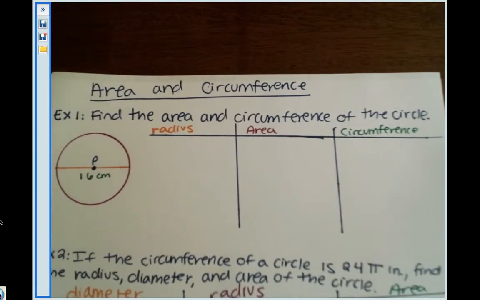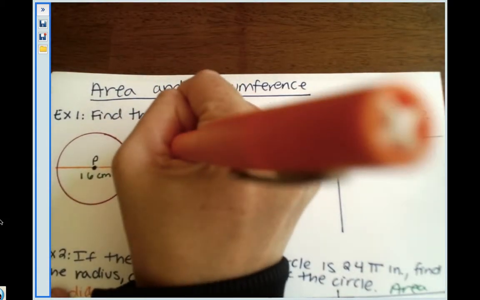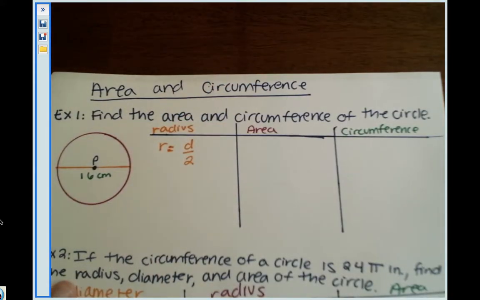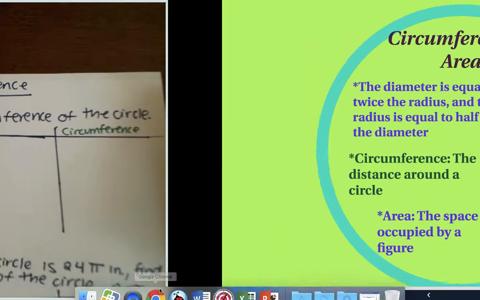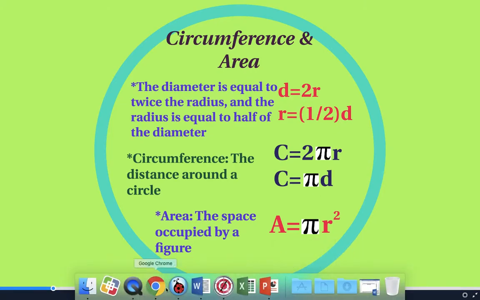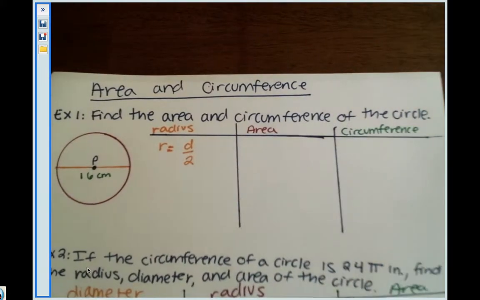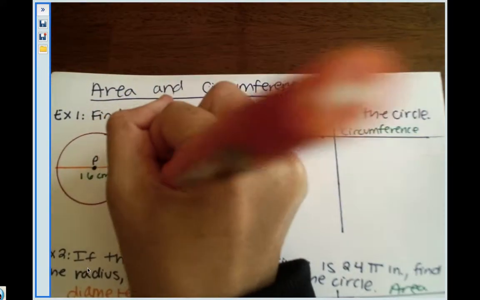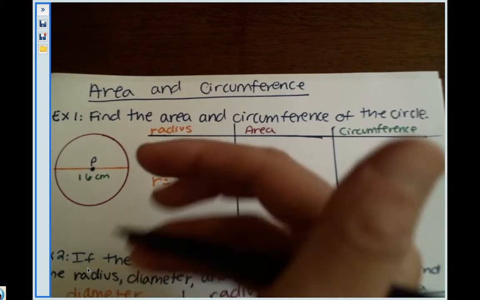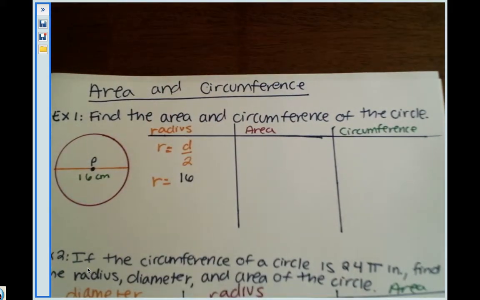All right, so let's start by finding the radius. Okay, I know that the radius equals the diameter over 2. So if I half the diameter, bam, I'll get the radius, which is going back to this formula right here. The radius is 1/2 the diameter, which is the same thing as the diameter divided by 2. Okay, let's get back to the problem. So the radius equals my diameter, which is 16, so 16 over 2.